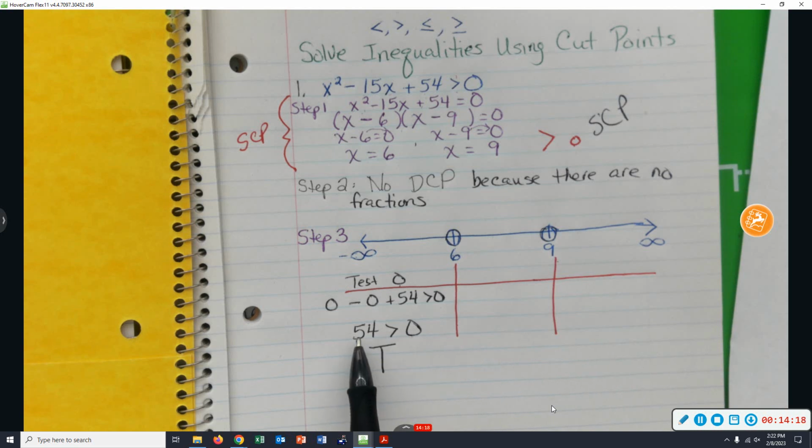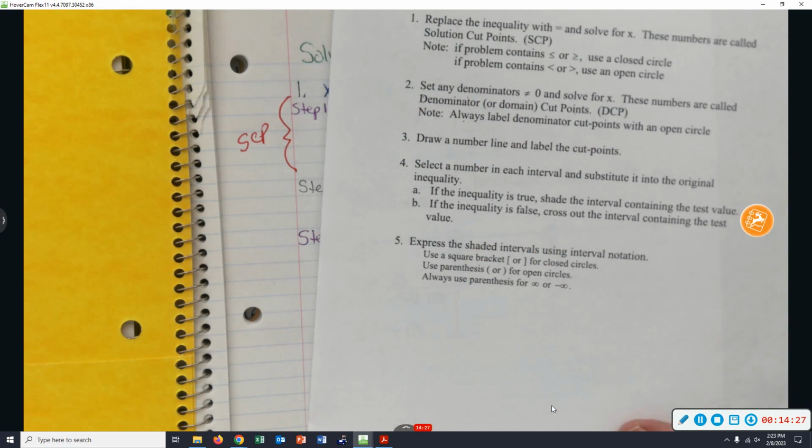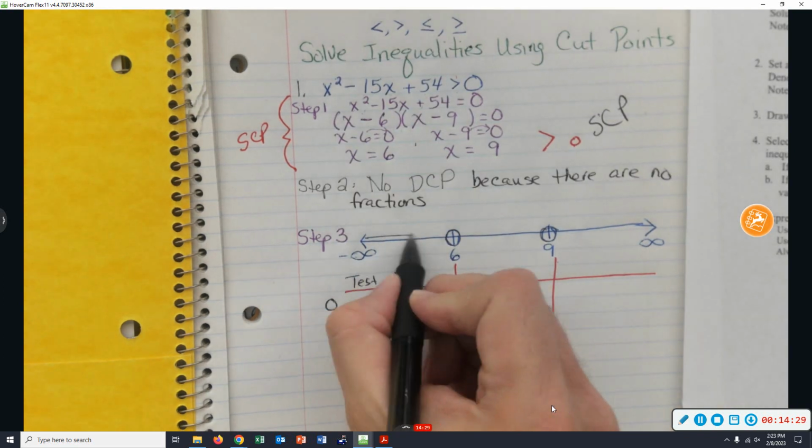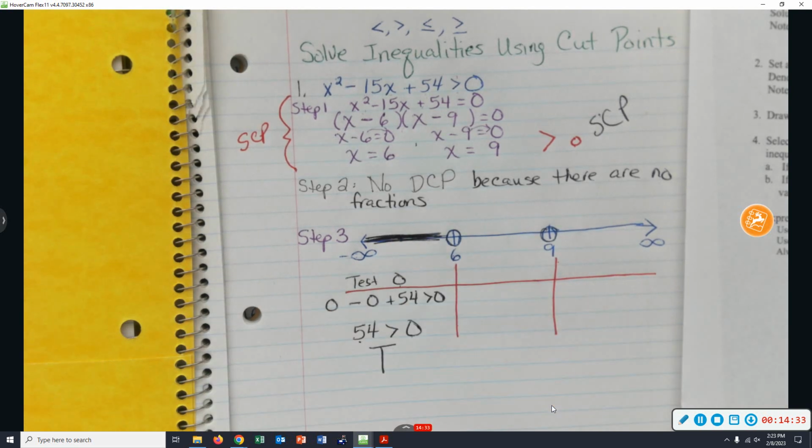54 is bigger than 0. Okay, I got you. So if it's true, shade the interval. If it's false, then you cross it out. That makes sense.